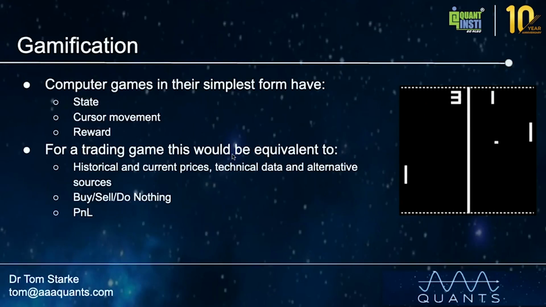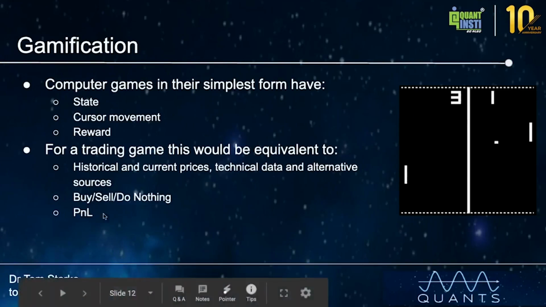And so for trading, I already explained that the equivalent would be something like this: in the state, historical and current prices, technical data, and alternative data sources; the actions are buy, sell, and hold. And then finally, our reward would be the P&L of our trade when we exit.